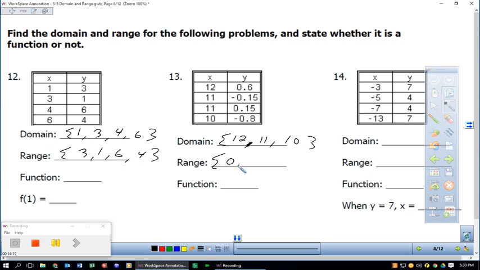On this next one, we have 0.6, negative 0.15, 0.15, and negative 0.8. There's our list. To tell if it's a function or not, we have to check, do the x's repeat? And for 12, that is absolutely, they do not repeat. So this one is a function. f of 1 is the value where x is 1, so that is 3. Now number 13, though, is it a function? Well, do the x's repeat? Well, we have 11 actually going to two different numbers, so that is not a function.